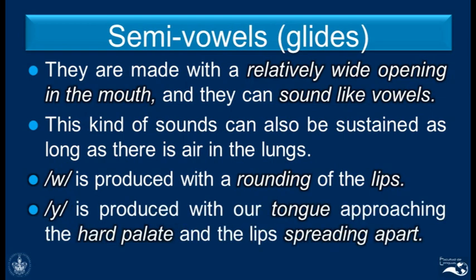And the second semivowel is y, which is produced with the tongue approaching the hard palate and the lips spreading apart, and it's very similar to the vowel e. But of course, this one is stronger because the tongue approaches the hard palate. It's not completely open like the vowel e. Okay, so these are the two semivowels in English, w and y, and they are of course very important kinds of sounds that need to be pronounced correctly.